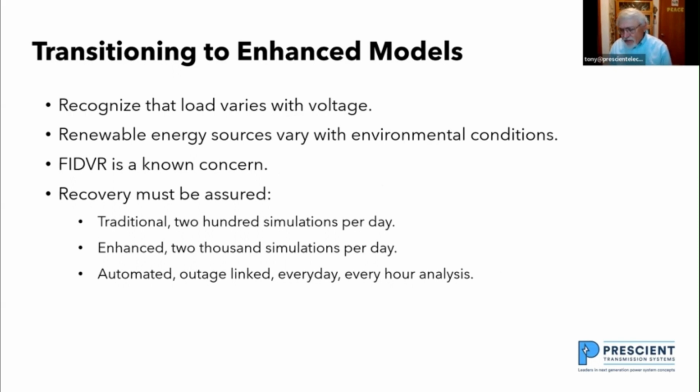Renewable energy sources vary with environmental conditions. So that means that in addition to changes in load, you have to look at changes in energy sources. And this is a known concern. FIDVR has been around since the 90s. It's been around 30 years. So if you want to guarantee that we can recover after a fault occurs, traditionally, I think energy control centers are doing about 200 simulations every day. In the future, we're probably going to have to do 2,000 simulations every day.